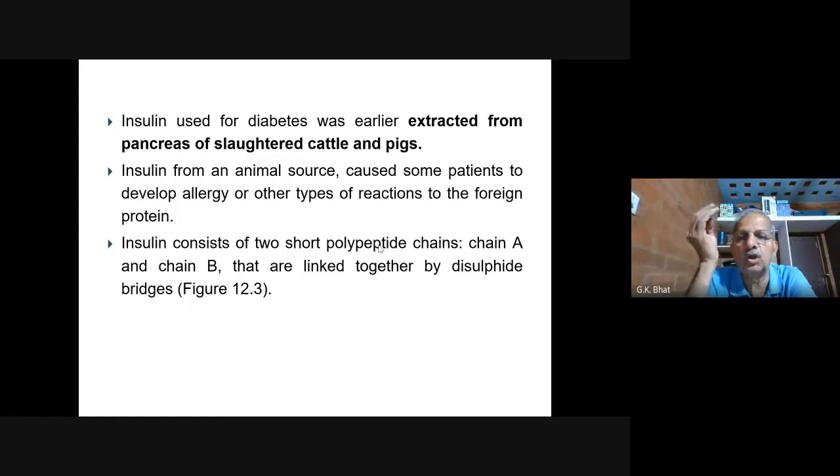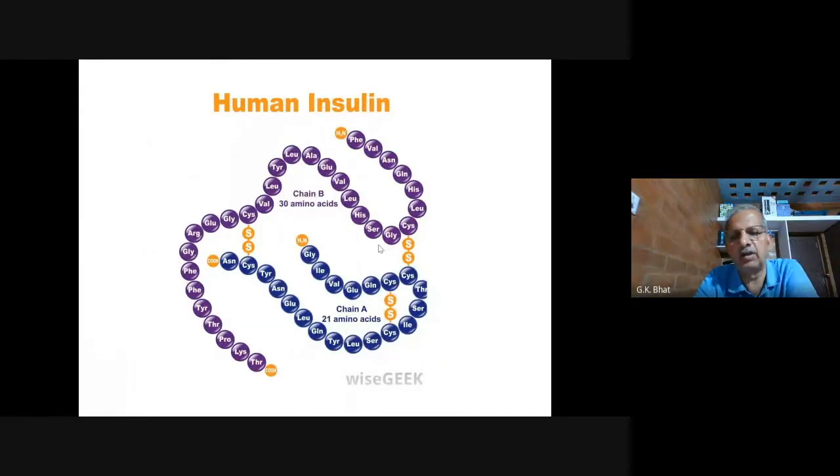Insulin consists of two short polypeptide chains, chain A and chain B. These chains are linked together by disulfide bridges. Shall we see? Here you have chain A, with 21 amino acids only. This is chain B, and chain B has 30 amino acids. These are the disulfide bridges that keep the two chains connected to each other. This is human insulin.